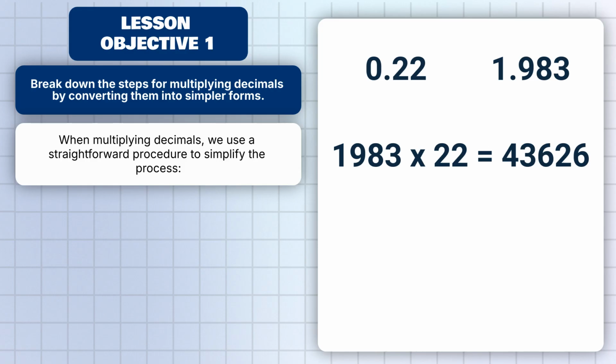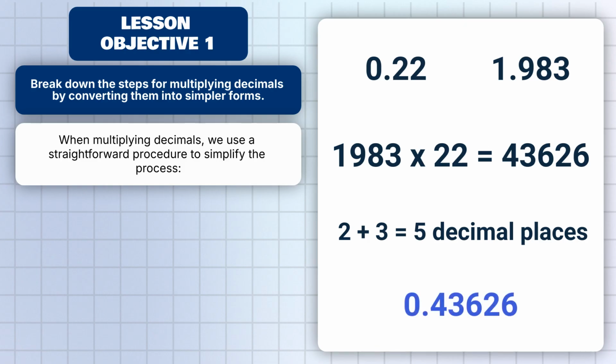Now, we count the total number of decimal places from the original numbers. 0.22 has 2 decimal places. 1.983 has 3 decimal places. In total, we have 2 plus 3 equals 5 decimal places. Finally, we insert the total number of decimal places into our result. Because our total count was 5, we ensure our product has 5 decimal places. 43626 becomes 0.43626.